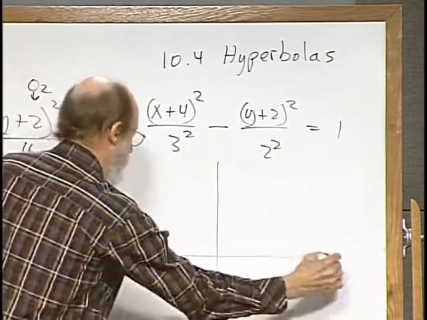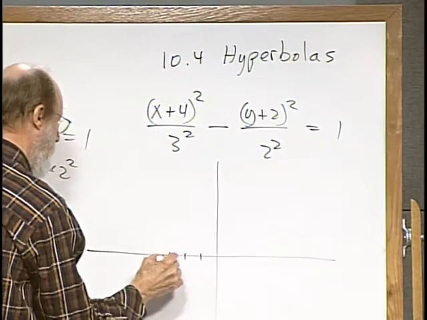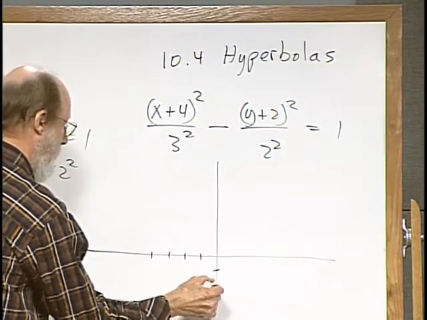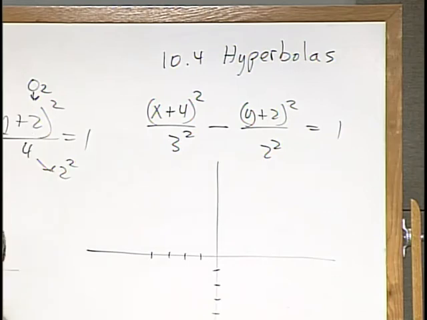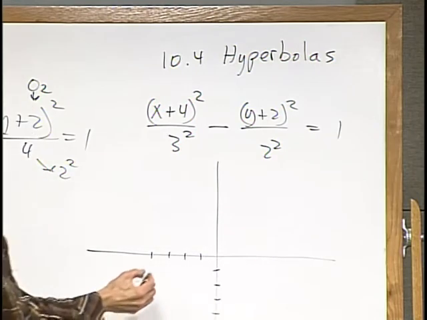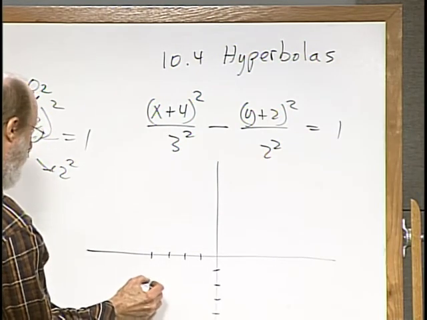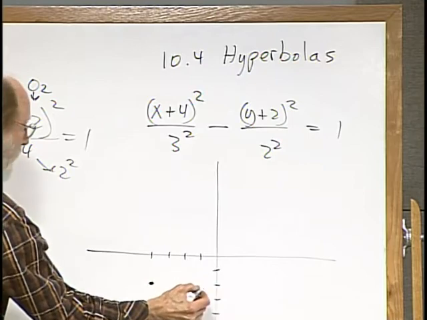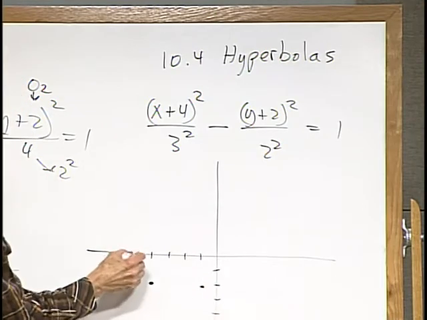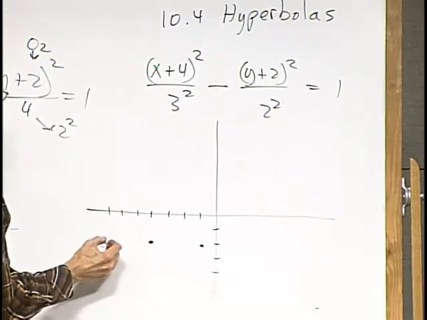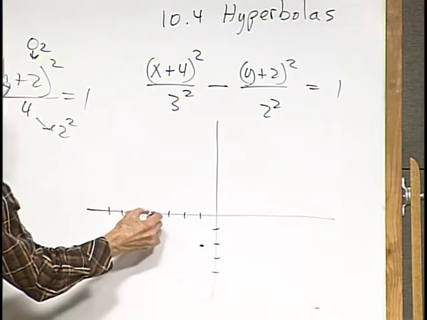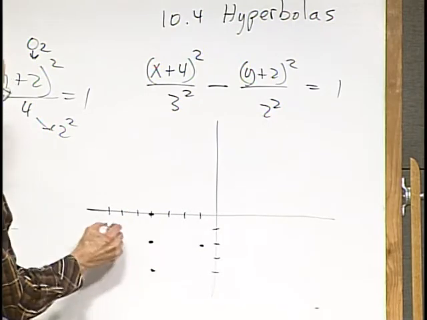Same rectangle, centered at negative 4, negative 2, 3 to the right and left of that, and 2 above and below. We draw the rectangle.